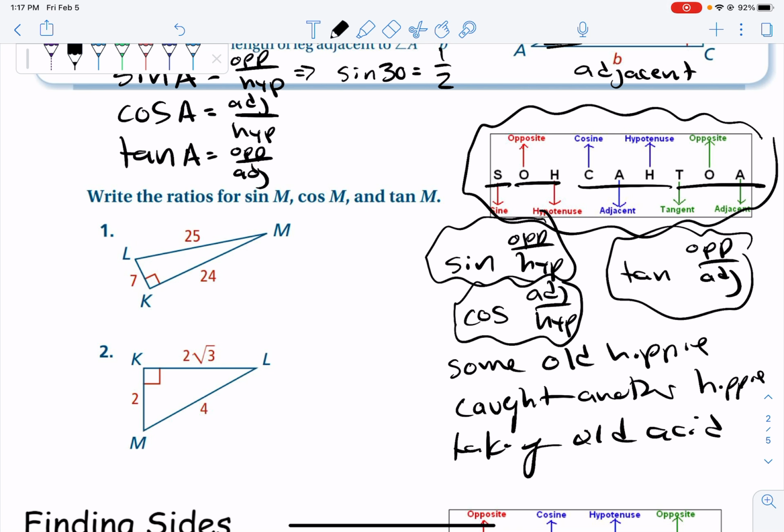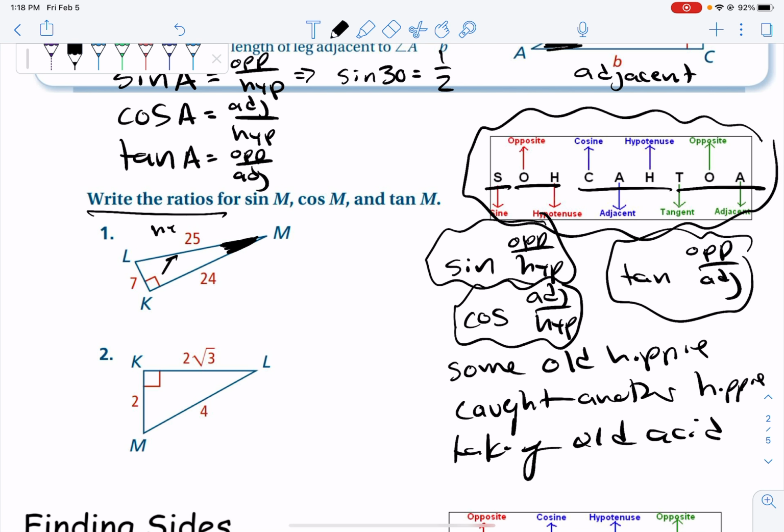Now, to do math with this, the first two problems, all it wants you to do is to write the ratios. You don't have to solve anything. It just is saying, for the angle M, write the ratio for sine, cosine, and tangent. So the first thing I'm going to do is label my triangle. Across from the 90 degrees is my hypotenuse. Across from the M is my opposite, and next to the M is my adjacent.